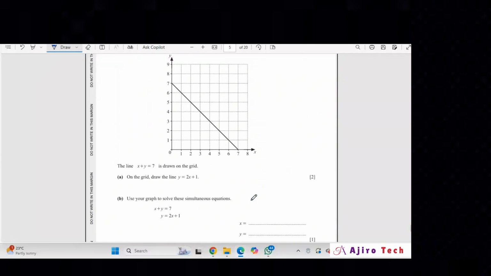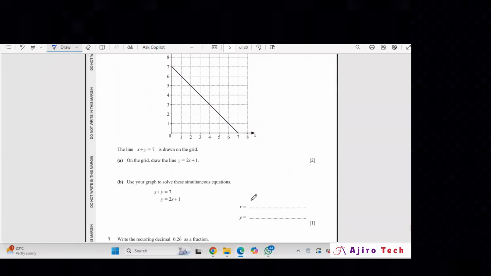Now let's continue with this one here and see how we can solve this. On the grid, we are asked to draw the line y is equal to 2x plus 1. Can you hear me, sir? So on this grid, we are asked to draw the line y is equal to 2x plus 1.